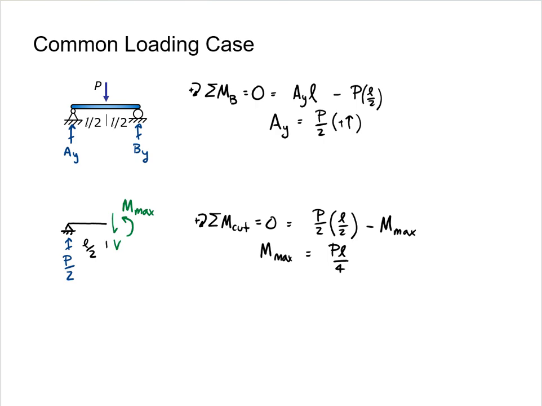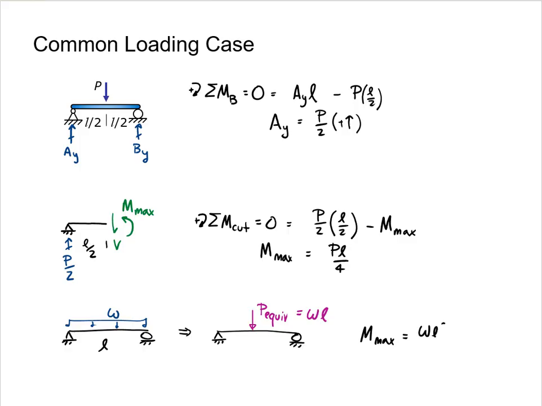As a comparison to the beam with uniform load, consider this. If we took the equivalent force from the uniform distributed load and lumped it as a point force P at midspan, we get a resulting peak moment of omega L squared over 4. So we have a clear demonstration that moving load away from the supports causes an increase in moment.